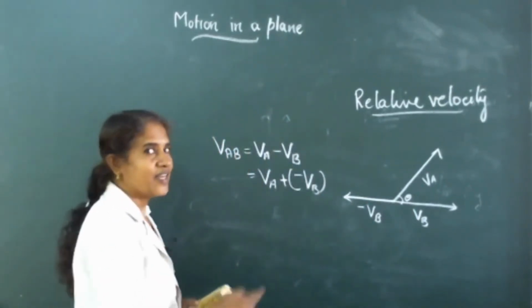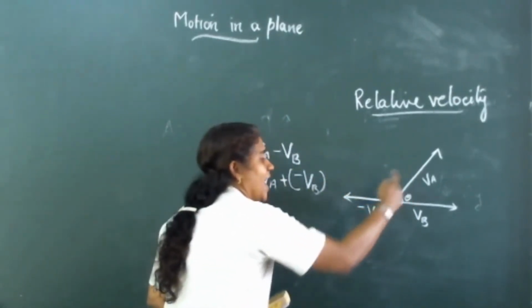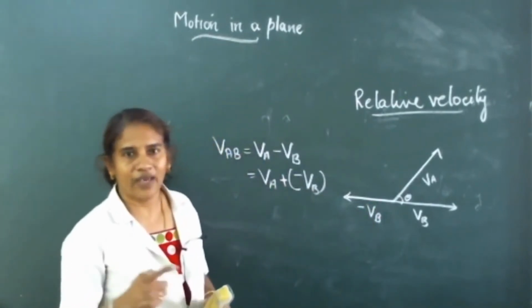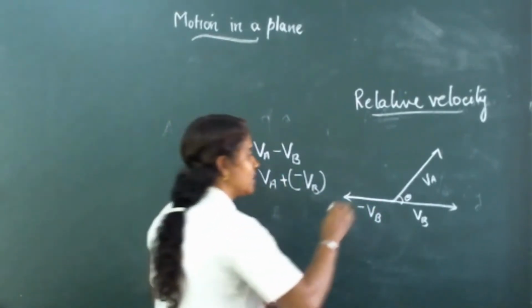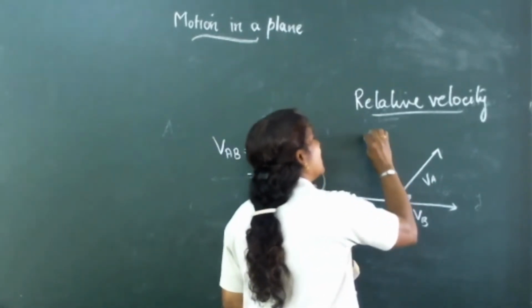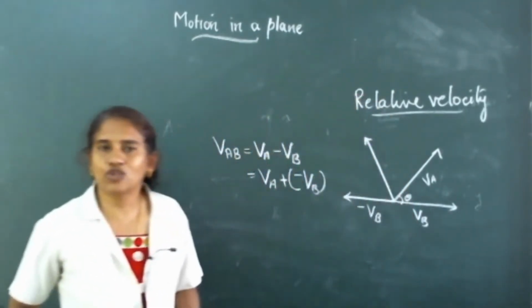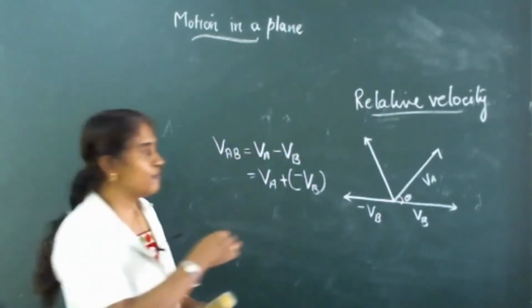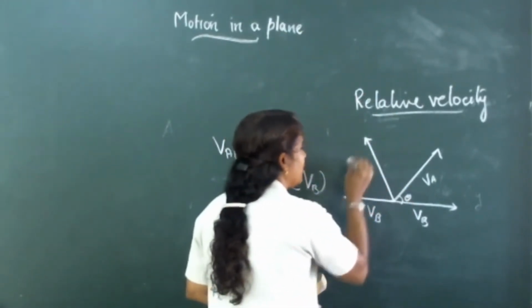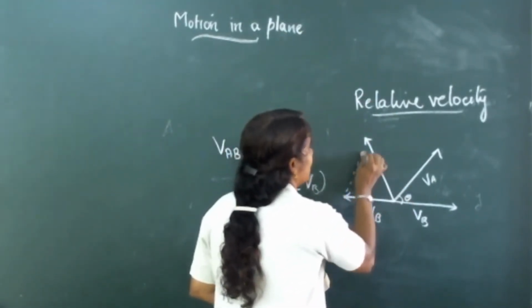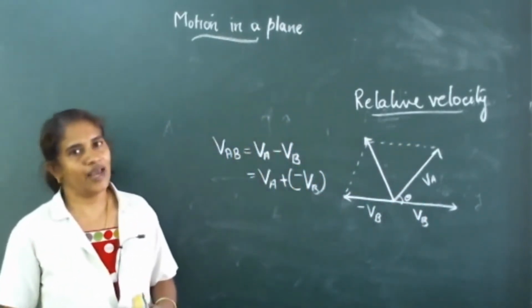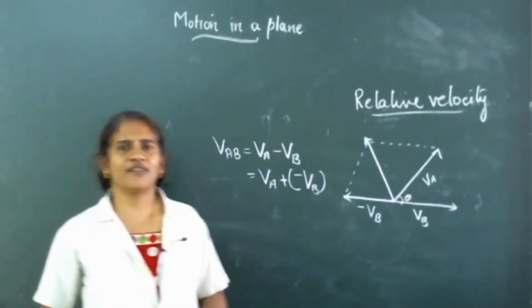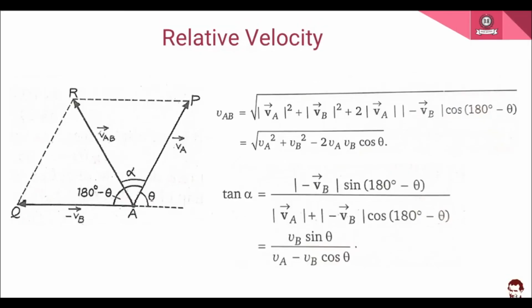So, we need the sum of VA and this VB. According to parallelogram law we can do that, isn't it? The resultant will be the diagonal passing through the point of intersection of these two vectors when we complete it as a parallelogram. Likewise, we can complete it. We can see the resultant with the help of this slide, right?